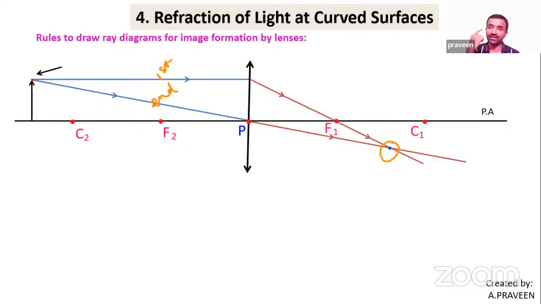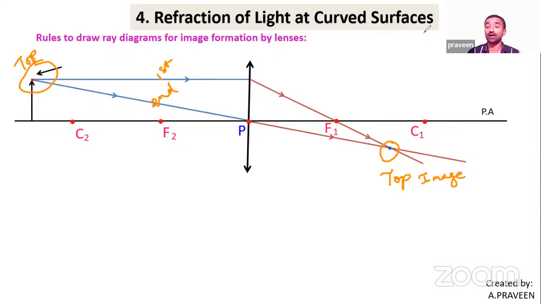So whatever it may be, after refraction, obtaining a converging point or a diverging point, that converging point or diverging point given by the refracted light rays is called the image point. Here the top of the object is considered. That converging point of the refracted light rays or diverging point of the refracted light rays will give you the top of the image. So these are the rules to draw the ray diagrams.